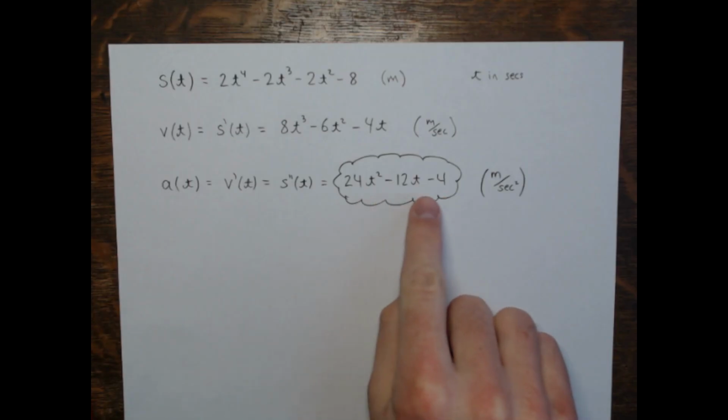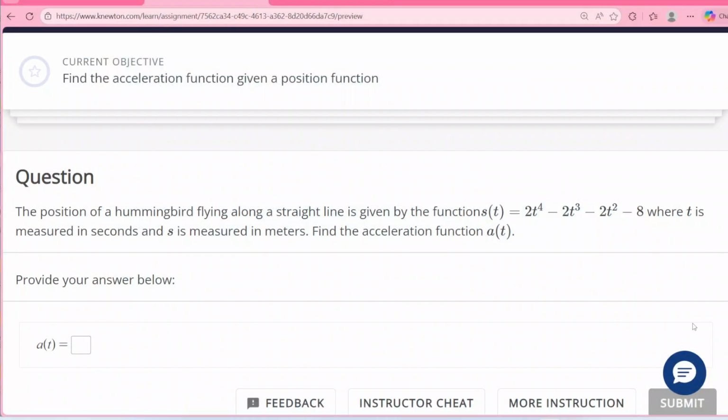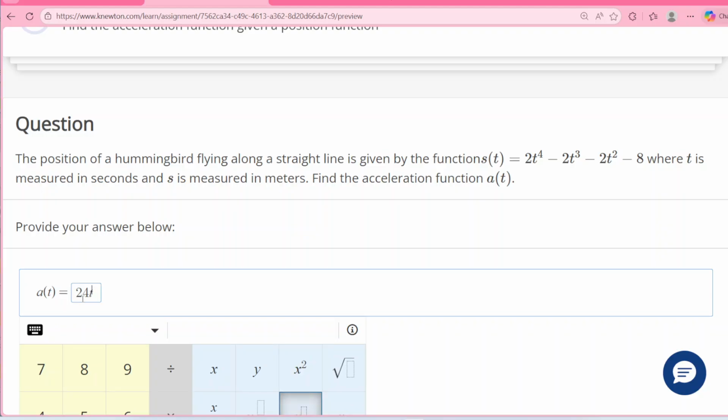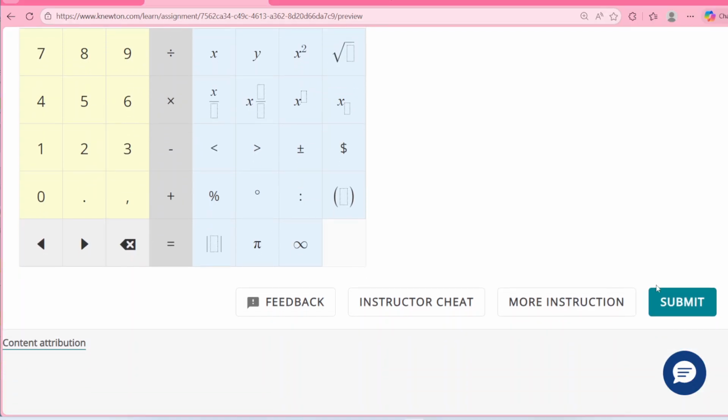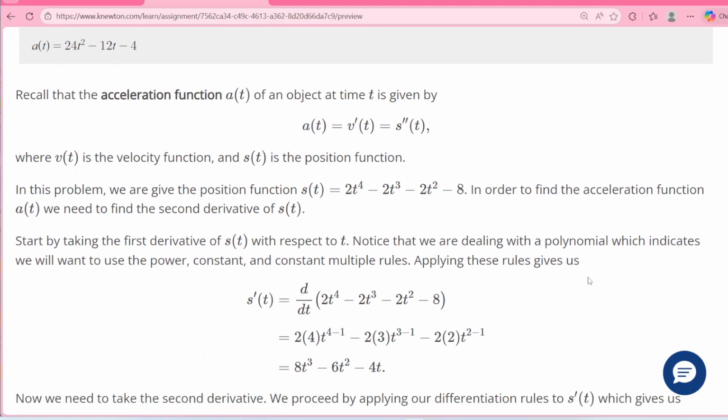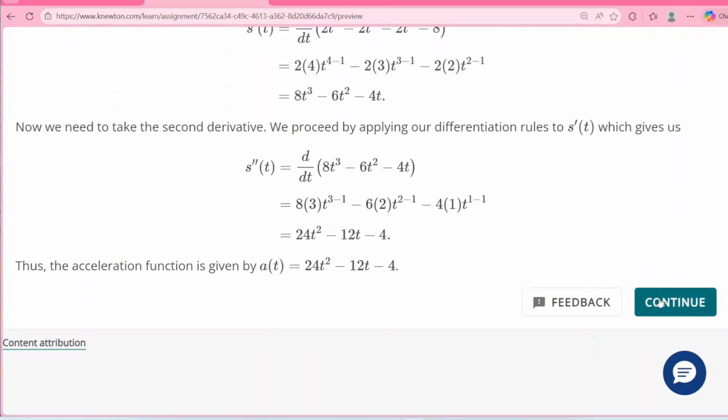But still, I'm entering what I bubbled in here in the blank, and that is all that's being asked for. So this is 24t squared minus 12t minus 4. Great. Pretty quick one there.